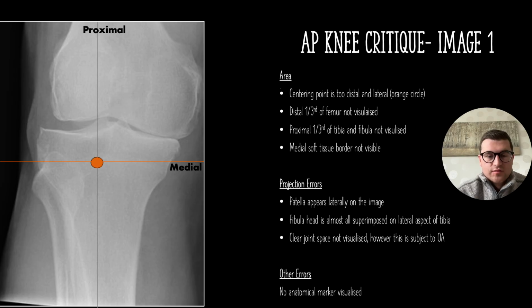We should have a clear joint space visualized, so we can see it on the lateral aspect, but we don't really see it on the medial aspect. But this is most likely due to this patient's osteoarthritic changes here, and that's probably why we don't see a nice clear joint space in this medial aspect. And we also know that we should have an anatomical marker present, which it is not.